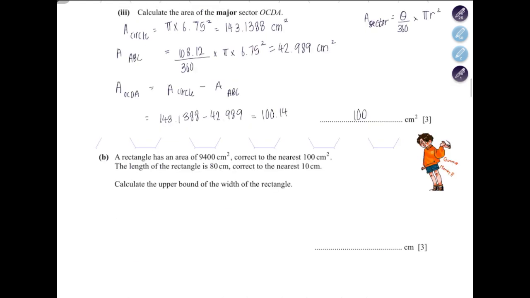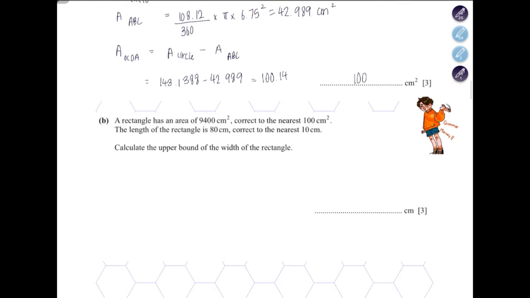That's the area. Now a rectangle has an area of 9400 centimeters squared, correct to the nearest 100 centimeters squared. The length of the rectangle is 80, correct to the nearest 10 centimeters. Calculate the upper bound of the width of the rectangle. Okay, so we have the area and we have the length. We need to find the width, and we know the formula for area is length times width. So width is going to be area divided by length.